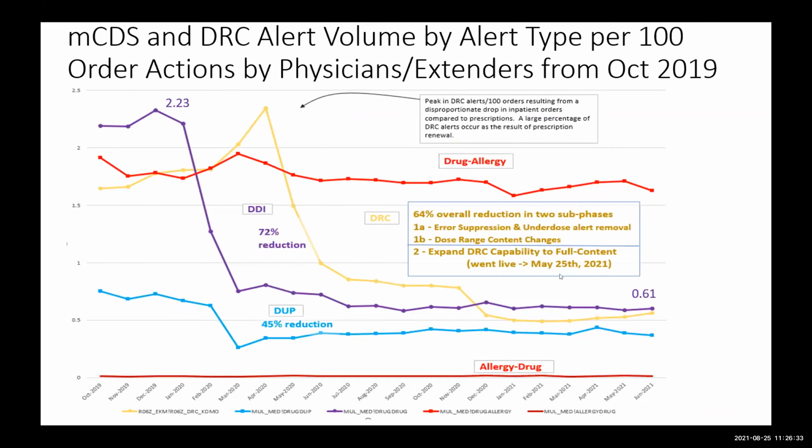Here you see the more recent initiative involving multiple different alert types, as it was a pretty expansive project. But in purple, you see the drug-drug interaction line. And that started out with a baseline of 2.23 per 100 order actions. And this is just physicians and extenders, so mid-level providers. And you see that underwent a 72% reduction to now what it is, a 0.61 per 100 orders. So really did significantly decrease it with the combination of these 2 efforts over time.